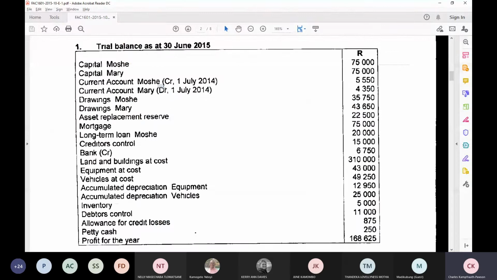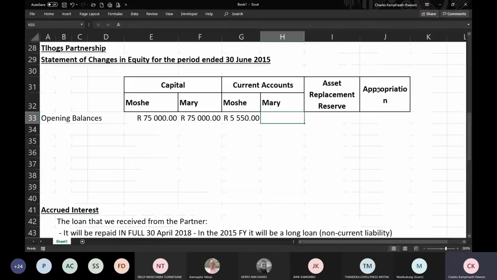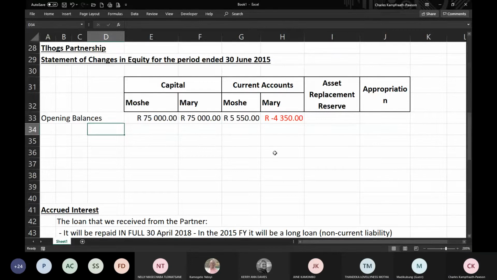The other one, remember, it's a debit, so it will be a negative for us. Because never forget that we are doing the books of the partnership from the perspective of the partnership, not the partners, from the perspective of the business. So it actually means that we owe Mary 4,350, if that makes sense.